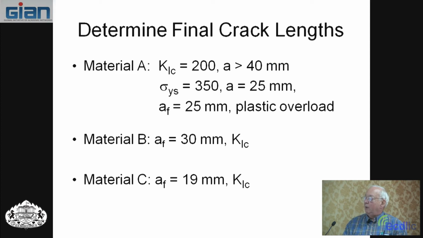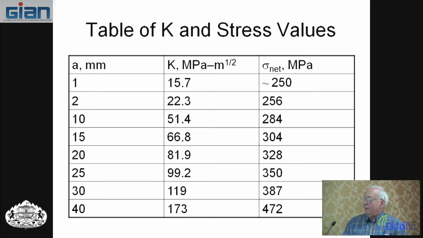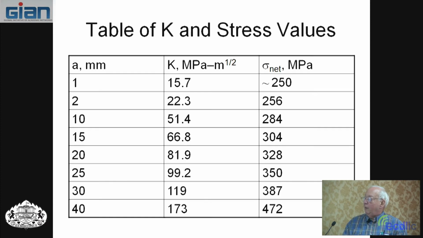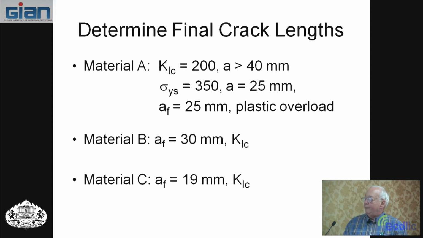So let's start with material A. K1C is 200. If K1C is 200, it exceeds 40 here; it's down here somewhere where I didn't calculate it anymore. The yield stress was 350. So for the yield stress of 350, the defect size would be 25. So this would fail due to net section stress, but not due to K1C. So I picked that as the failure point for material A.